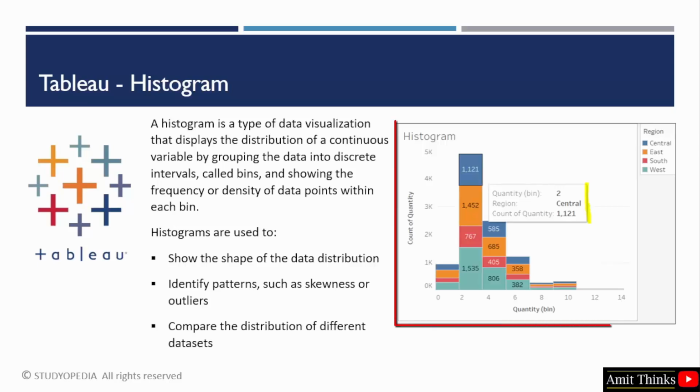As you can see in the right image, we have a stacked histogram here and the legends are visible on the right so that you can identify the colors. The bin is also visible at the bottom and the count of quantities on the left. One of the values is visible in the tooltip: the bin as 2, the count of quantity as around 1121, that is 1k, and the region as Central. Central, on the right you can see the color and match it. The topmost value in the stacked bar is 1121 and the same we are displaying.